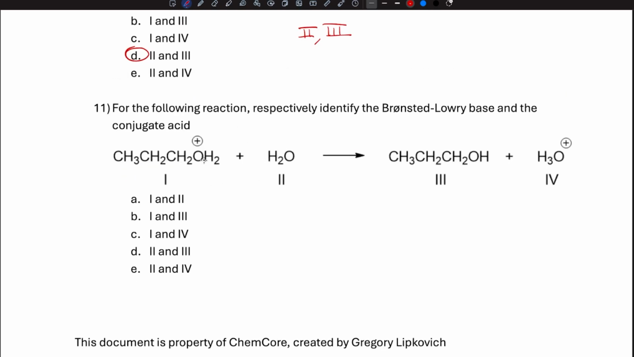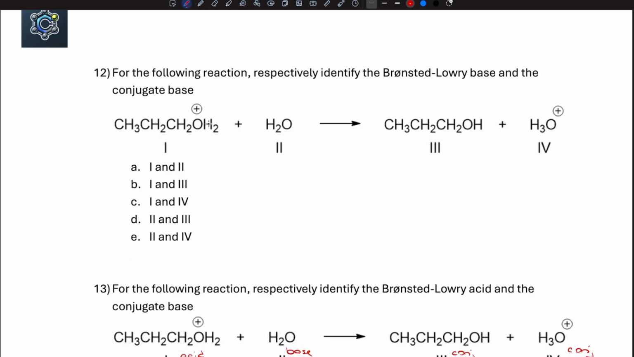In number 11, we're looking at the same exact reaction, and so realize that this one was our acid, structure 2 was our base, structure 3 was our conjugate base, and structure 4 was our conjugate acid. And so if we're identifying the base, again, we have answer structure 2, and the conjugate acid should be structure 4, meaning that our answer is E.